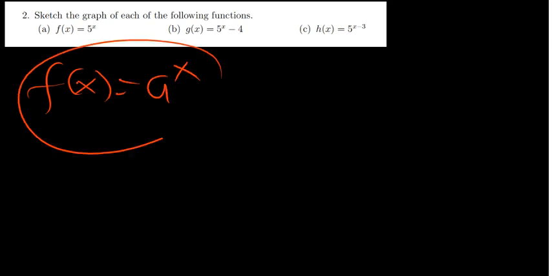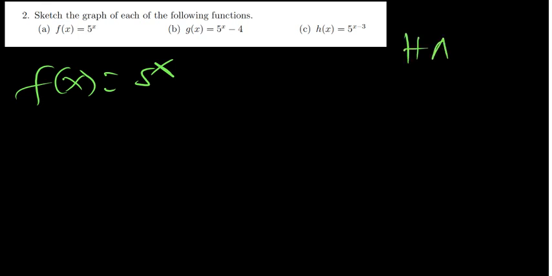So let's see how question 2 is. Question 2 is saying sketch the graph of each of the following functions. So this is what we call exponential. So how do we graph exponential? Exponential is in the form of f of x equal to a to the power x. As you can see from the questions, we have to the power x. That is an exponential. So we have to know how to sketch an exponential.